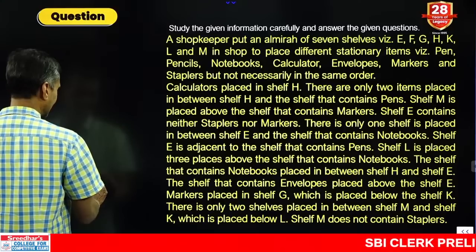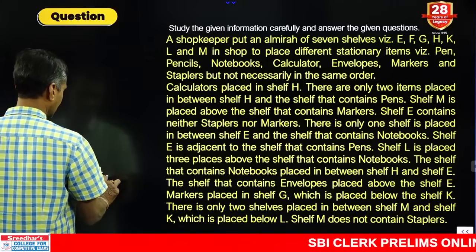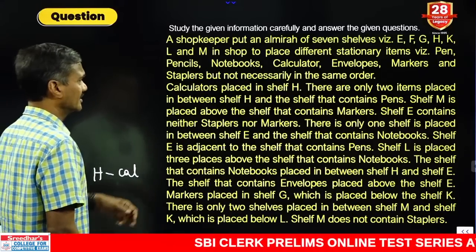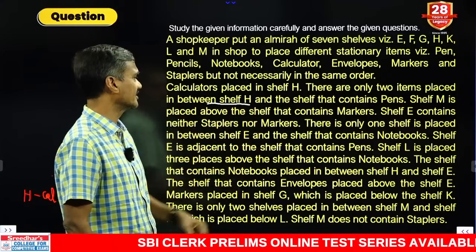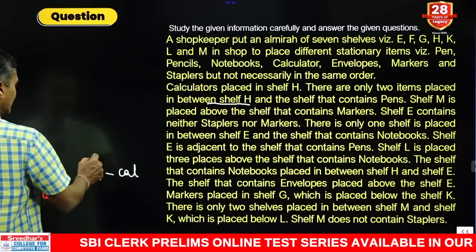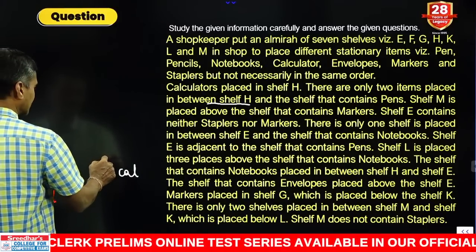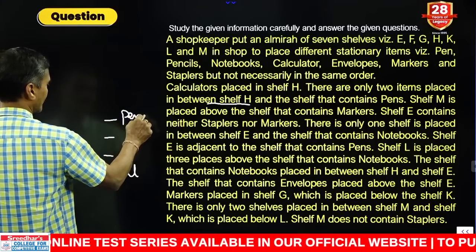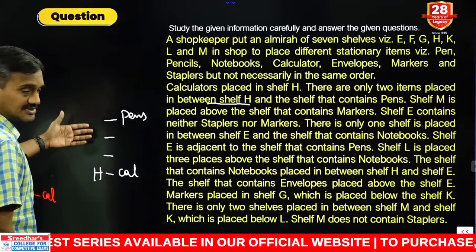Now if H is here, then H is calculators, isn't it? There are only 2 items between H and the one that contains pens, so there must be exactly 2 between them. Now this is pens. This is one possibility. That means pens is above this calculator.